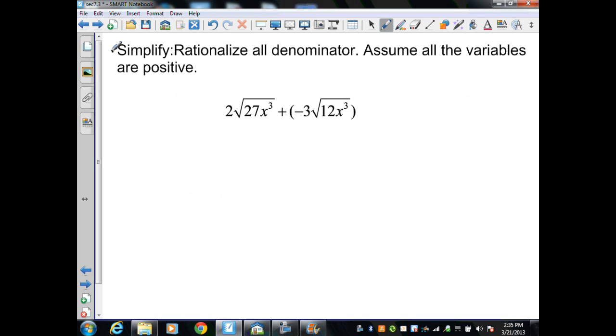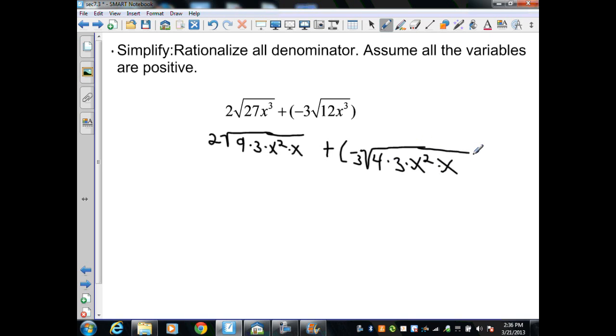On this example, we're asked to simplify rationalizing denominators and assume all variables are positive. Here I don't have like terms, so let's begin by simplifying each radical. So that's going to give me 2 square roots of 9 times 3 times x squared times x plus a negative 3 square roots of 4 times 3 times x squared times x.